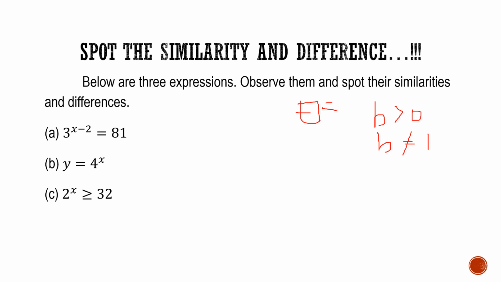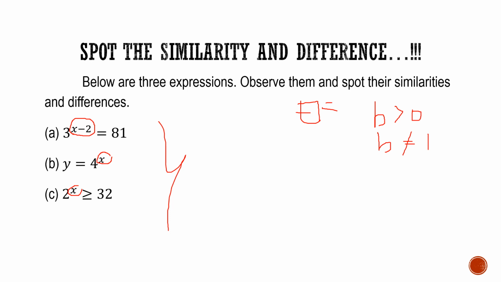Now, if we try to look at these three expressions here, as you notice, all the three givens are expressions involving variables as the exponent. In letter A, this is an expression with an exponent involving a variable x. As you can see here, there's an exponent x. Same thing with letter C. There's an involving variable as the exponent.